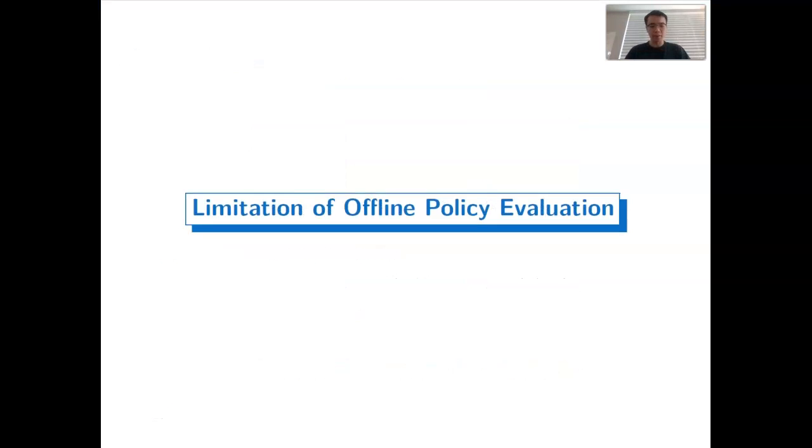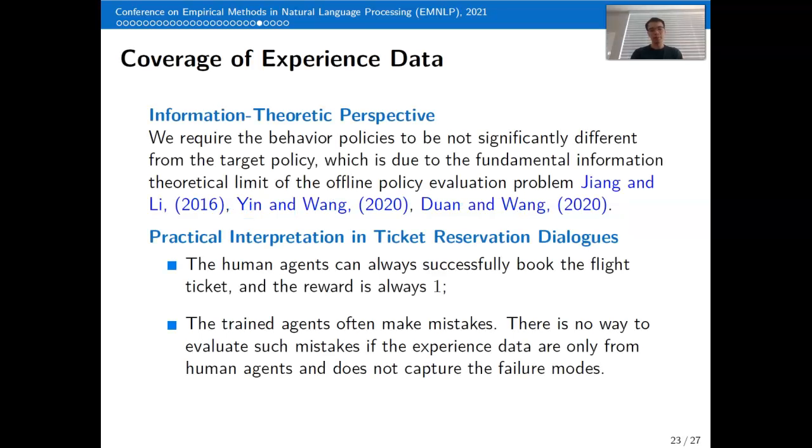However, offline policy evaluation is not perfect. It has its own limitations. The biggest challenge here is the coverage of experience data. We require the behavior policies to be not significantly different from the target policy, which is due to the fundamental information theoretical limit of OPE methods. This has been discussed in many RL literatures.